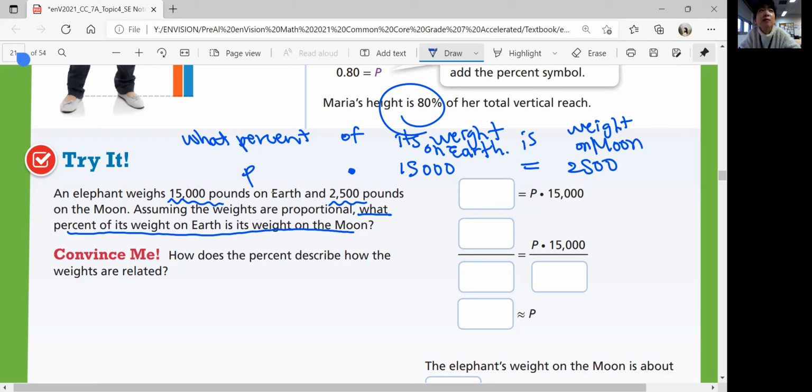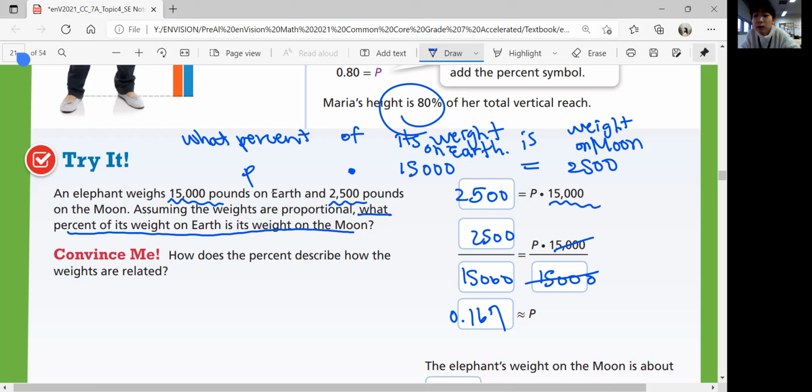That is our equation. P times 15,000 is equal to 2,500, which is also 2,500 is equal to P times 15,000. You just flip it because it's an equation. You can do that. Divide both sides by what? In order to get rid of 15,000, you divide both sides by 15,000. And so that cancels out. 2,500 divided by 15,000 is equal to about 0.167. It's going to be 0.1666666 repeated. You can round it up.